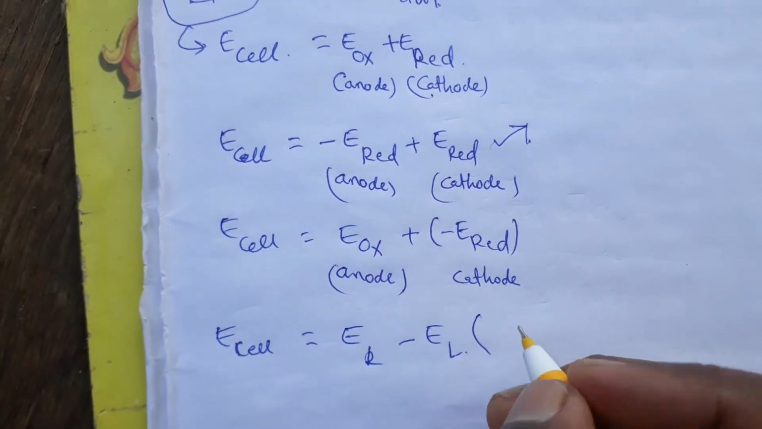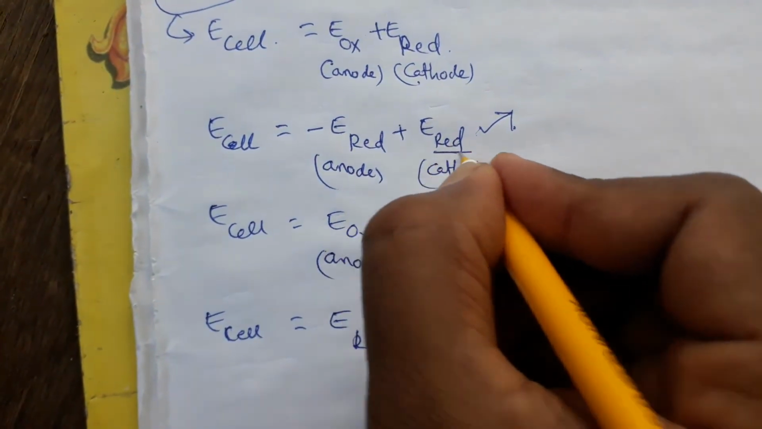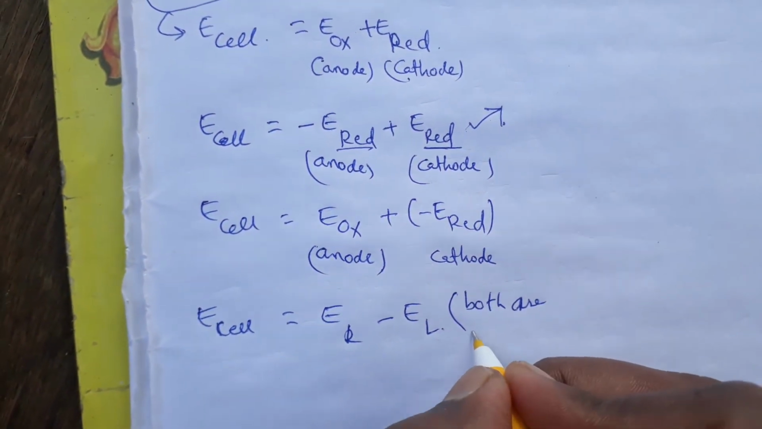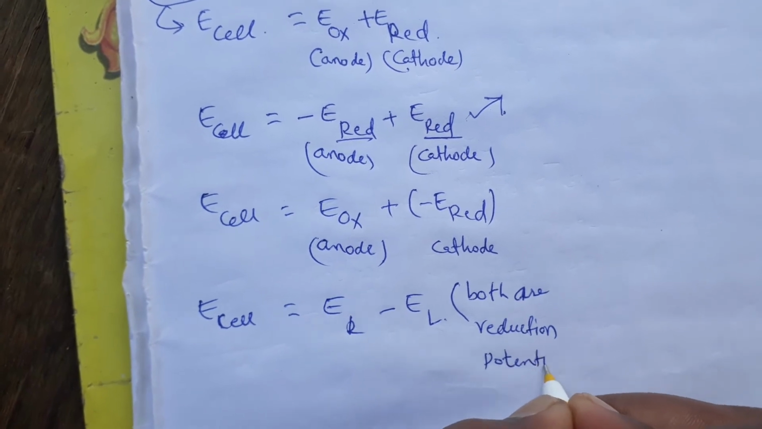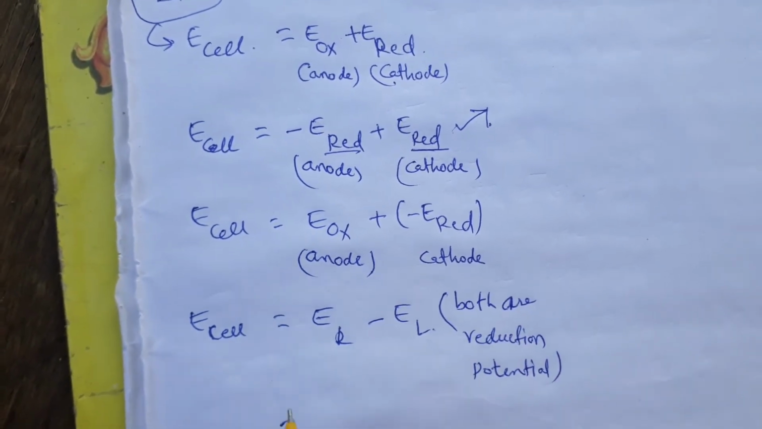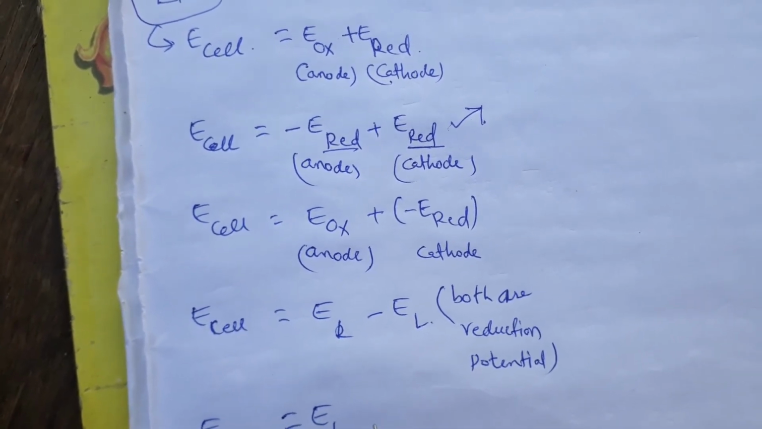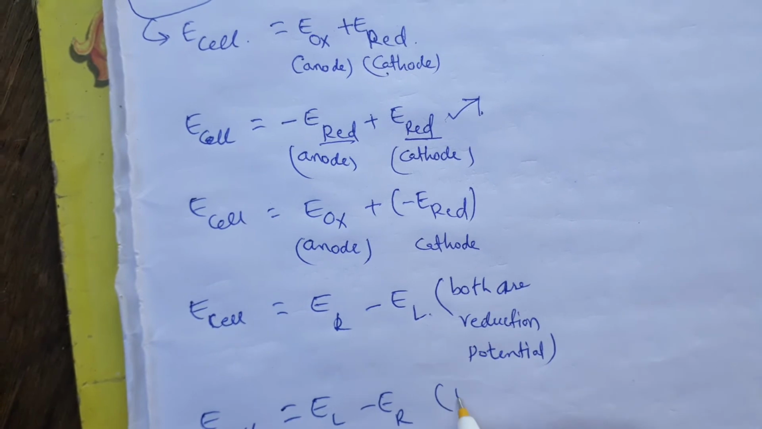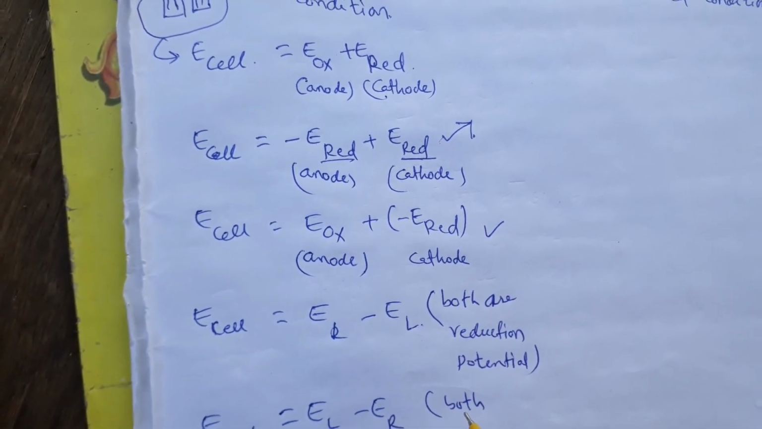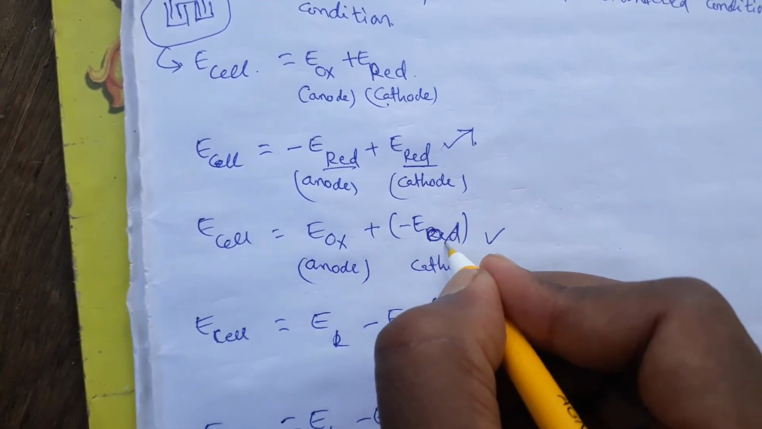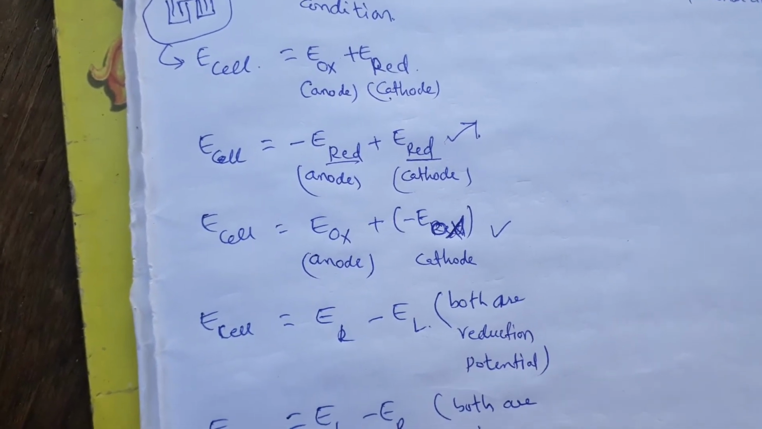Here both are reduction potentials. So E cell is equal to E right minus E left, this is the condition. And minus of E ox, this one, both are oxidation potentials.